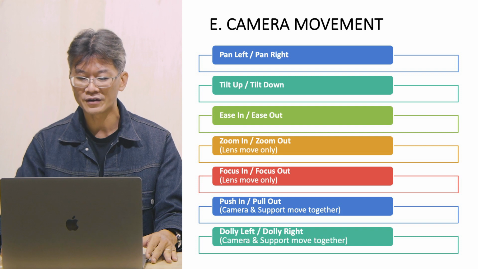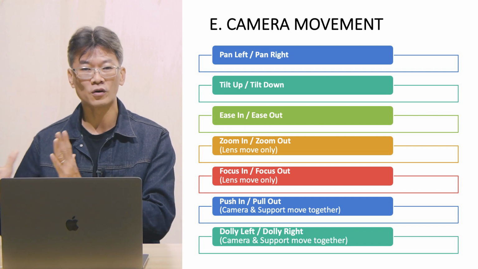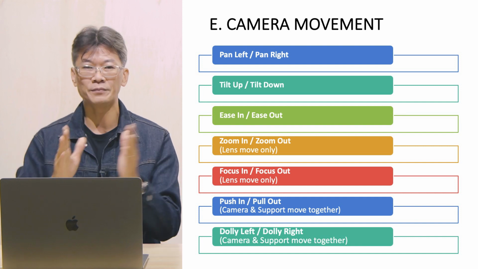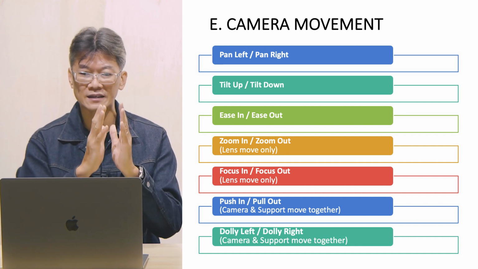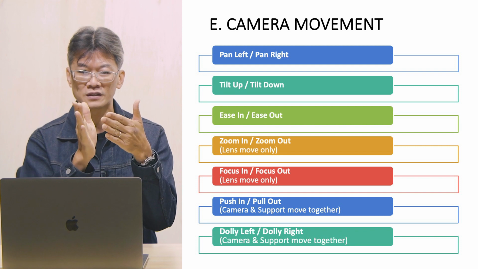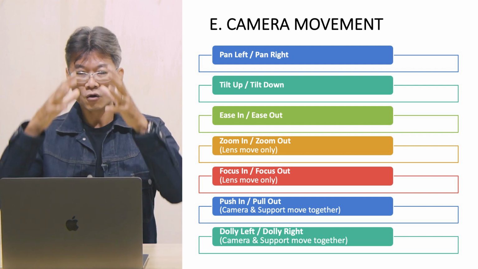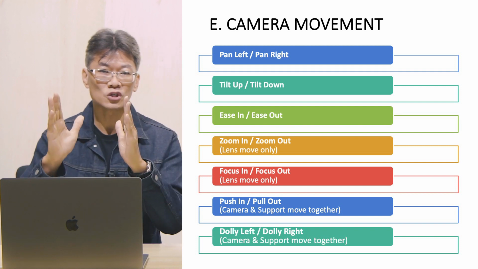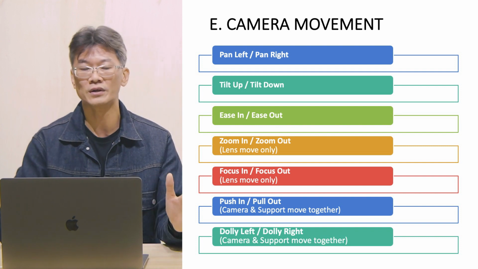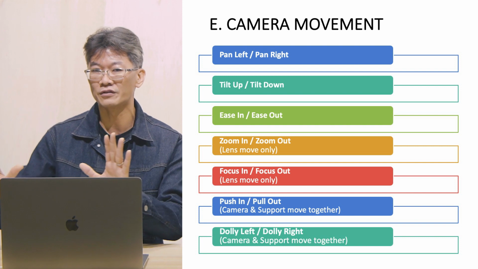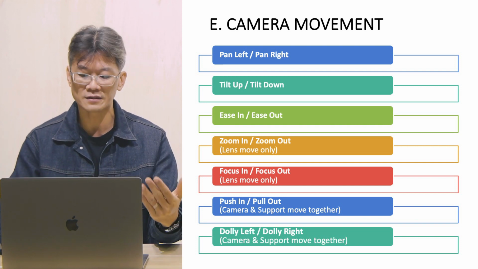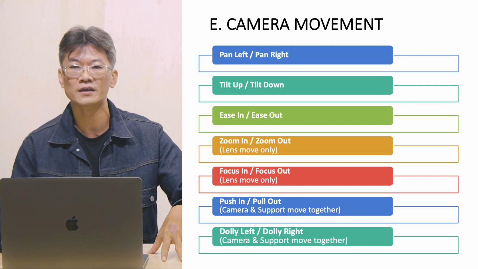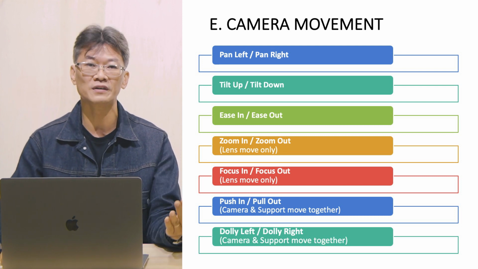And dolly left and right would be the whole camera plus the support moving left and right. So it's different from a pan, where the camera is static and just the camera moves. But in a dolly, the whole camera plus the tripod moves together. So you are changing perspective during the move. The background does have a feel that is changing. Okay. Again, this one will be a more advanced shot to take. Without a proper dolly or track, it will be very difficult to carry it out smoothly.